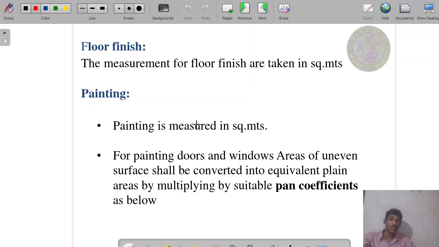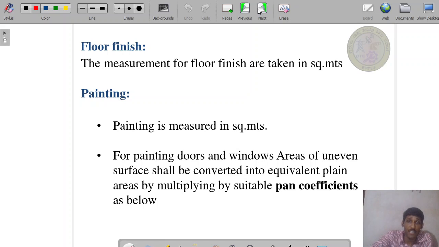For painting doors and windows, areas of uneven surface shall be converted into equivalent plane areas by multiplying by the suitable pan coefficient. Now, painting of doors and windows will have an area of uneven surface. For that reason, it is converted into an equivalent plane area. That multiplying constant is known as the pan coefficient.